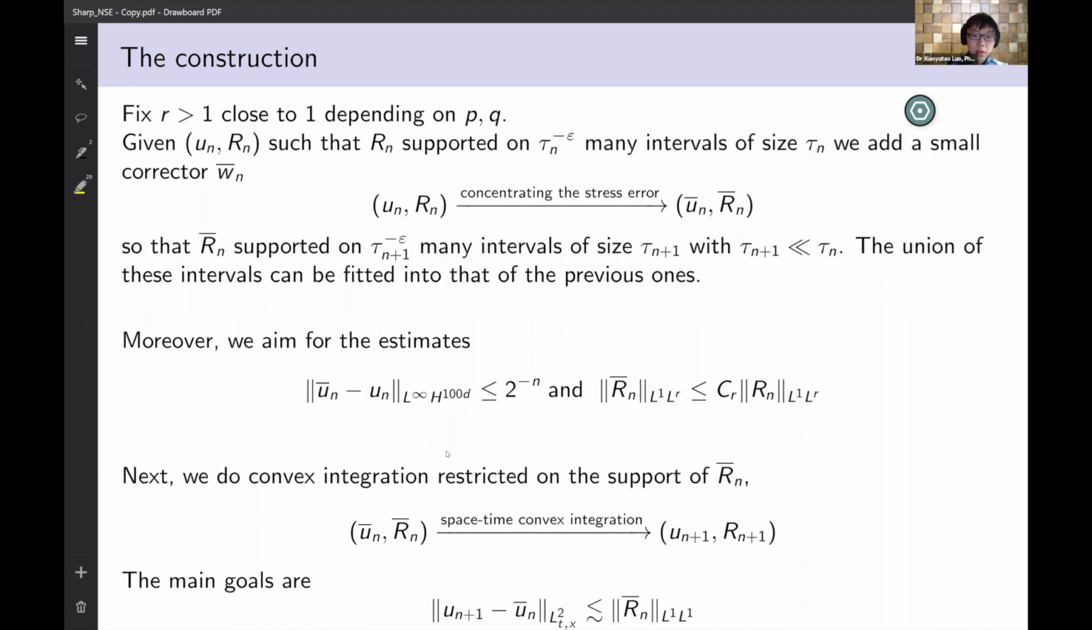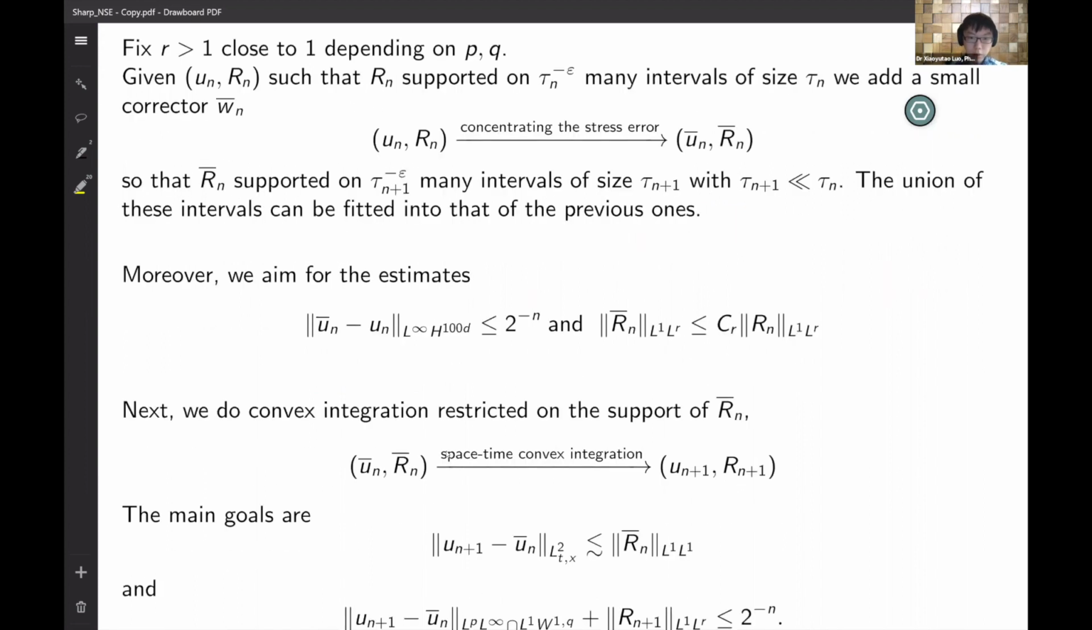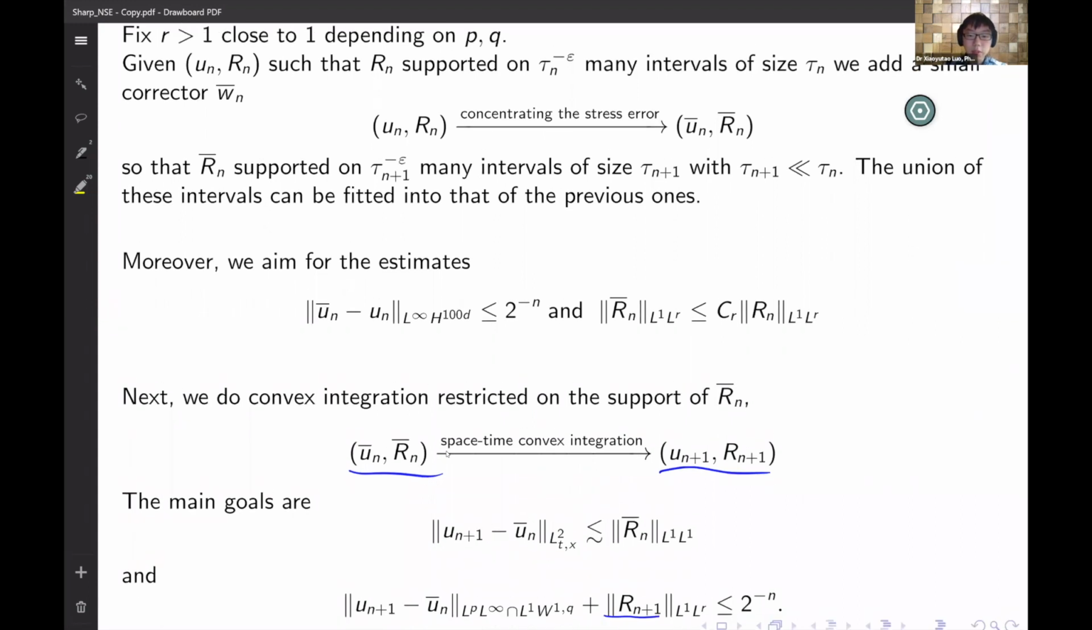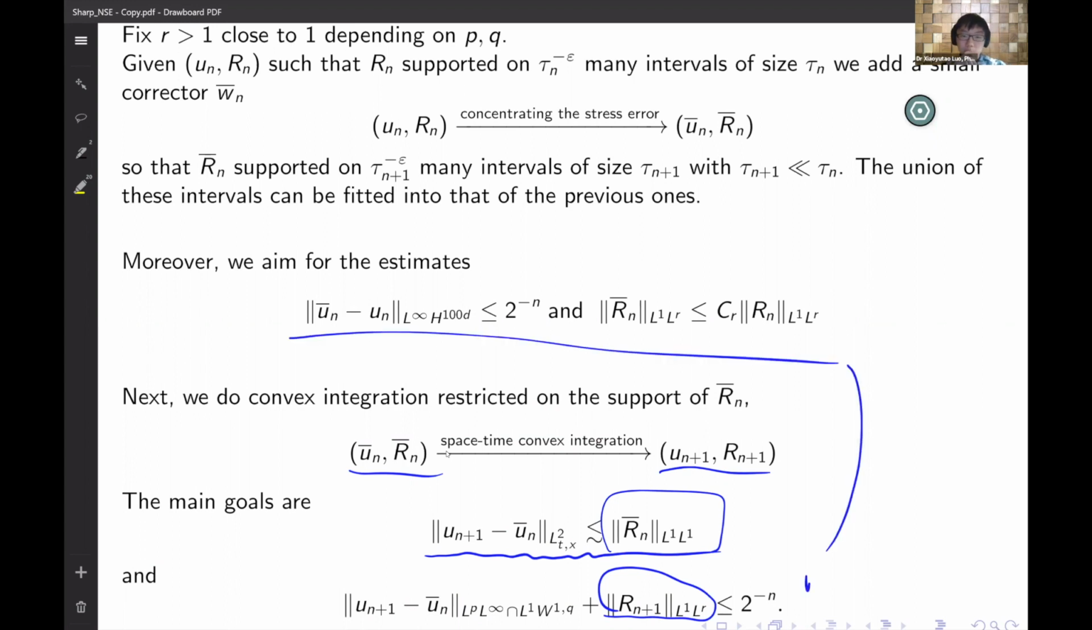right? So the second step, according to this notation, is from un bar, Rn bar to un plus one and Rn plus one. So this is where we reduce the size of the stress, right? After this step, the error, so this R is very close to 1. So this error will decay in this L1 LR topology. And the size of the perturbation in L1 space-time relates to L1 L1 in space-time of this Rm bar. So you can see that these two will imply the theorem.